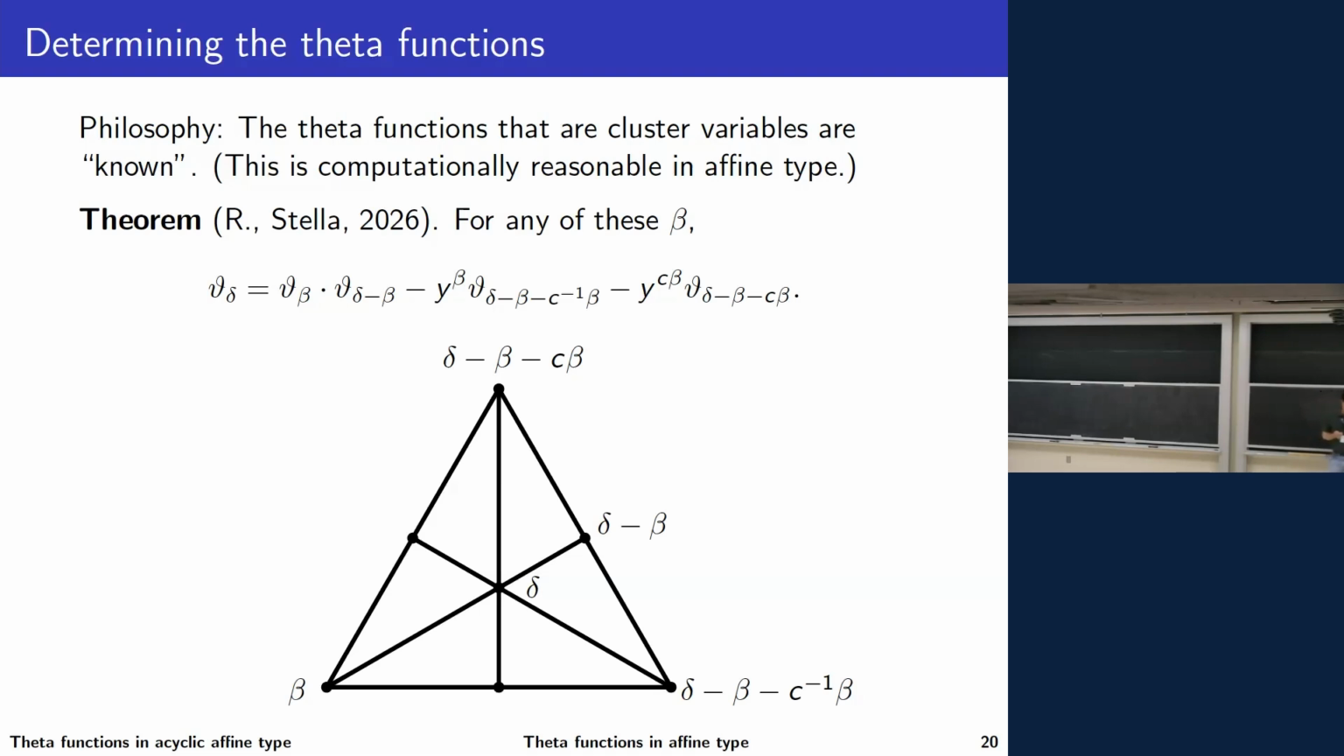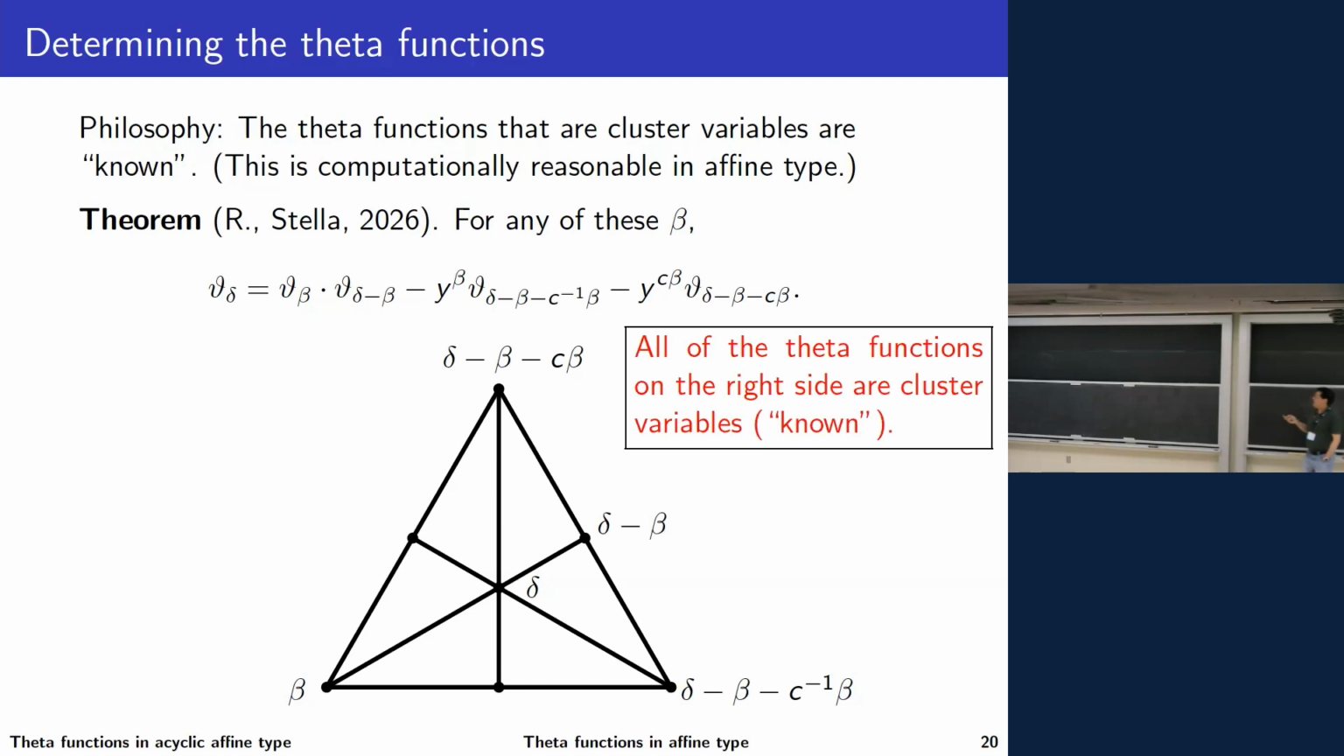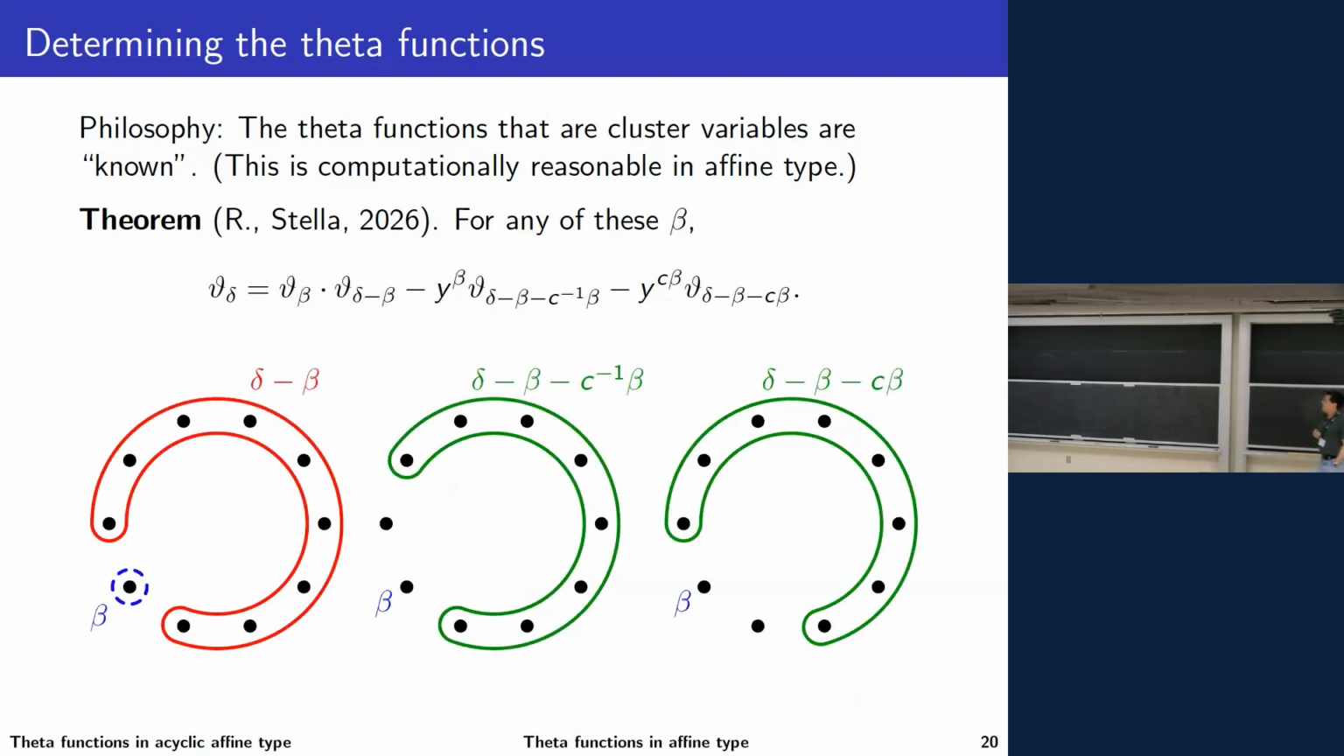Actually, it's part of checking an example for the results that I shamelessly plugged before. I just used this the other day. It's doable. To check that it really is the correct theta function for delta, it checks out this way. All right, and I think I already said all the theta functions on the right side are cluster variables, so they're known.